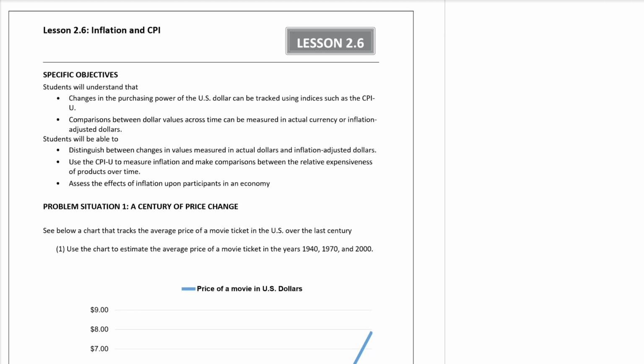Students will understand that changes in the purchasing power of the US dollar can be tracked using indices such as the CPI-U. Comparison between dollar values across time can be measured in actual currency or inflation adjusted dollars. Students will be able to distinguish between changes in value measured in actual dollars and inflation adjusted dollars, use the CPI-U to measure inflation and make comparisons between the relative expensiveness of products over time, and assess the effects of inflation upon participants in an economy.